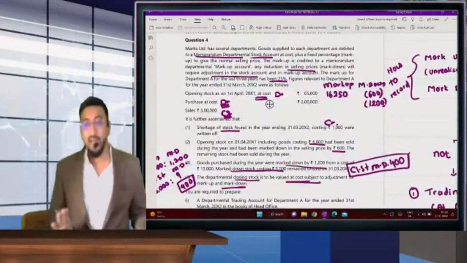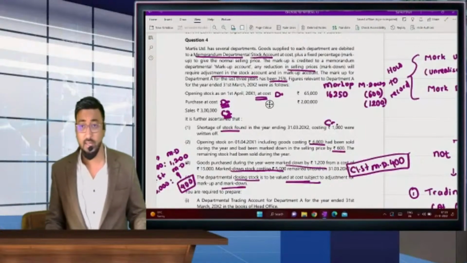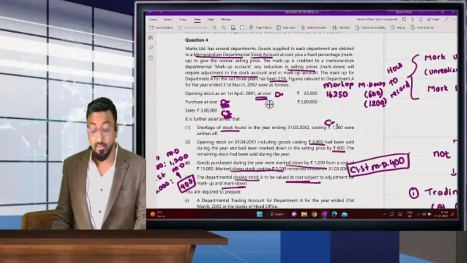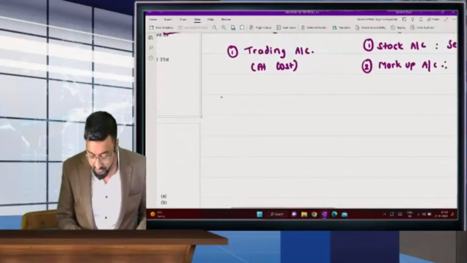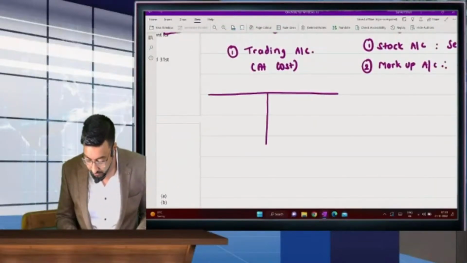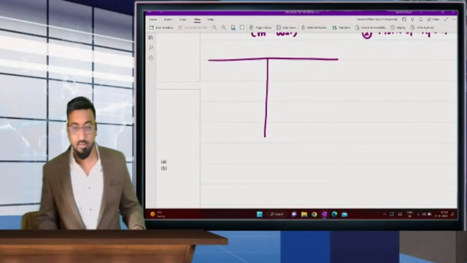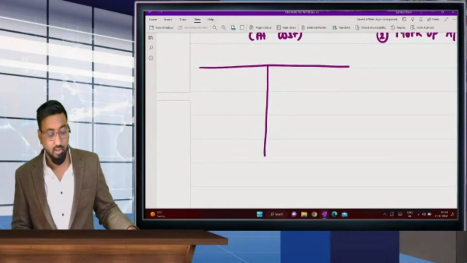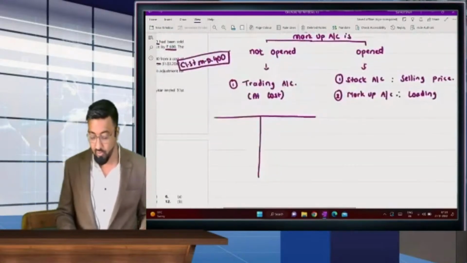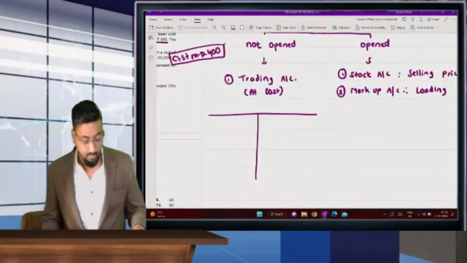Without any markup markdown concept, can you tell me the amount in the trading account? If you used to prepare a trading account, how did you prepare it? Okay, don't write the answer, you can just take a screenshot afterwards. So don't write it. Important point I have given you: markup not open and markup open. So trading account.